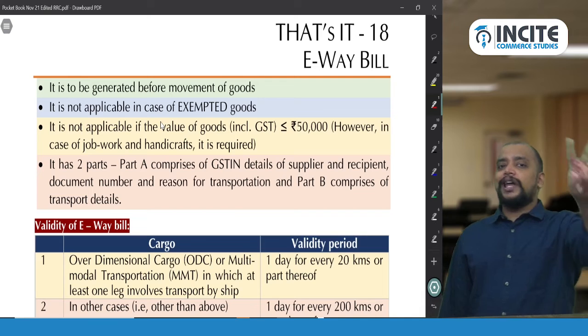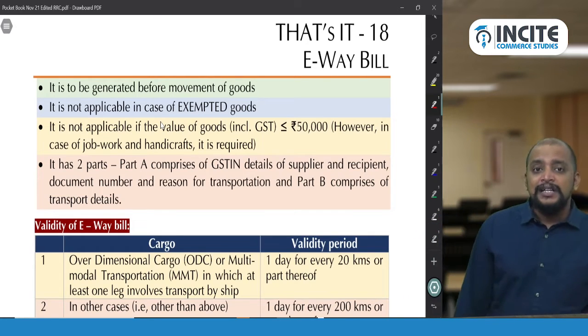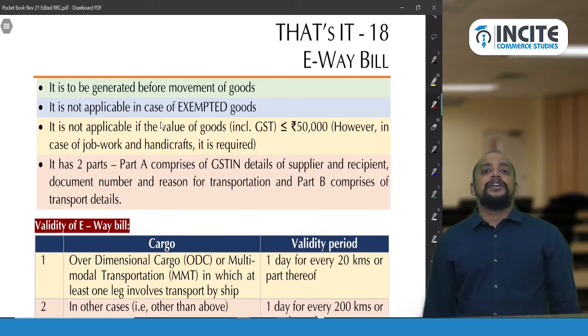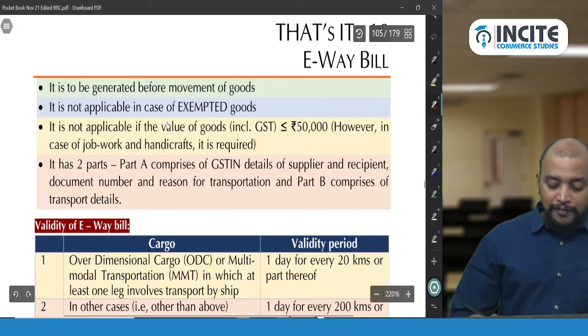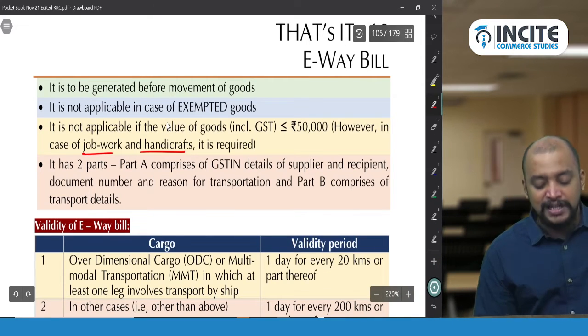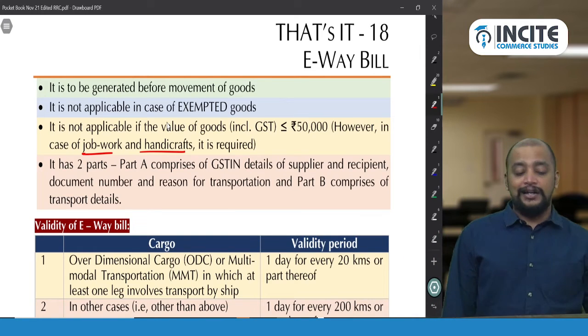But in two cases an EWay bill is required even if the value does not exceed 50,000 rupees. That is when the goods are sent on job work, or in case of transportation of handicraft goods. In case of job work and handicrafts, even if the value does not exceed 50,000, an EWay bill is compulsorily required.